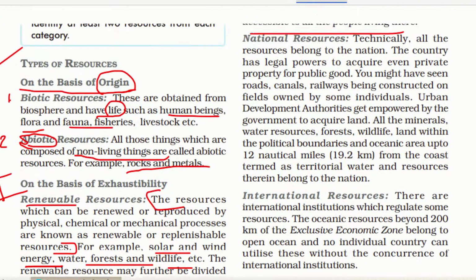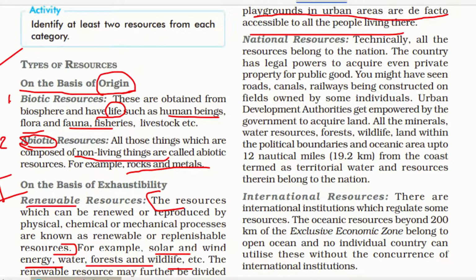Technically, all the resources belong to whom? Belong to the nation. The country has legal power to acquire even private property for public good. You might have seen roads, canals, railways being constructed on fields owned by some individuals. Urban development authorities get empowered by the government to acquire the land. All the minerals, water resources, forests, wildlife, everything, isn't it? All these are coming under national resources.